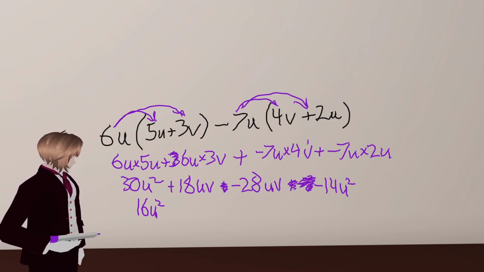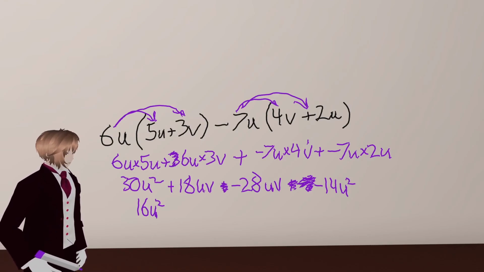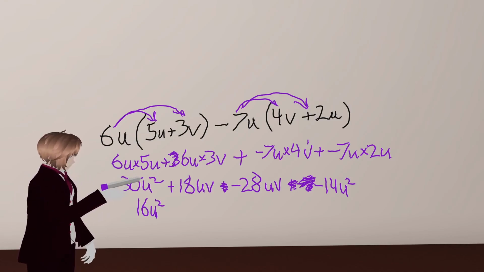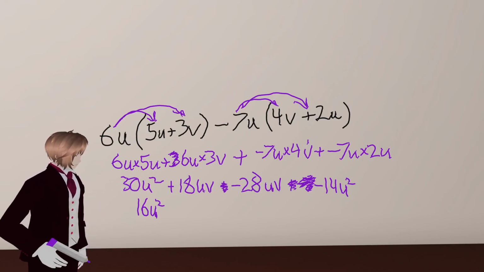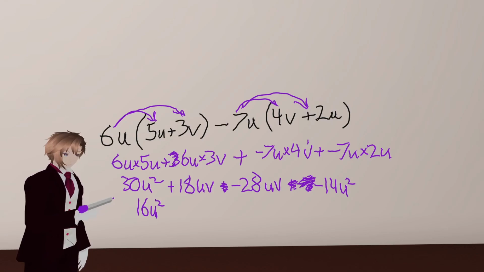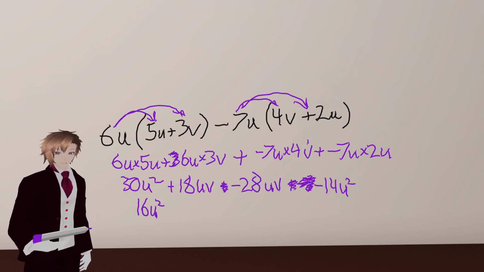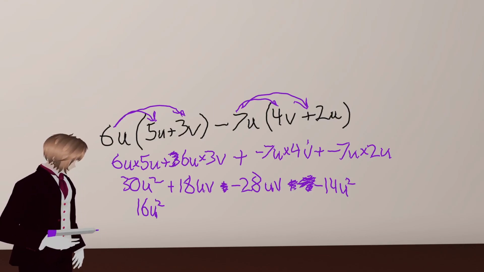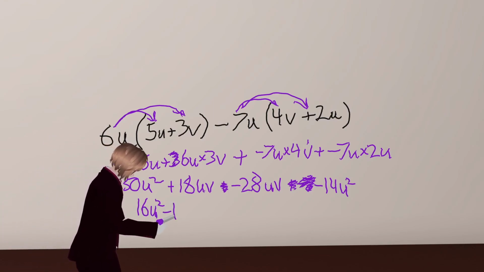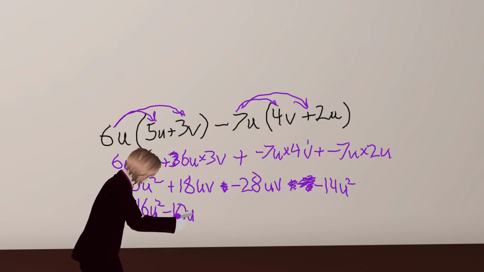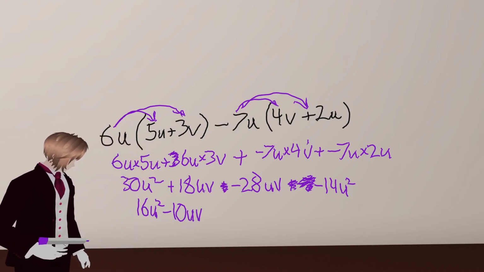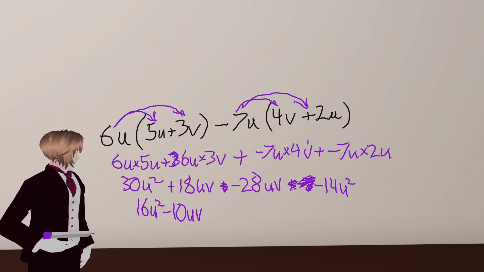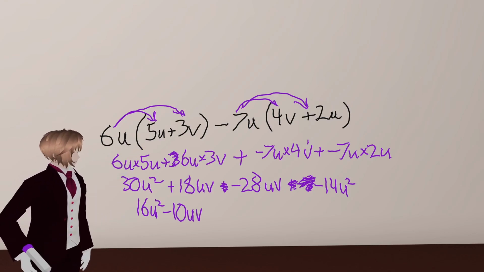We also have 18uv minus 28uv. It doesn't matter if uv are backwards. If this was 18uv minus 28vu, they still have the same pronumerals in them, so they're still the same thing. 18 minus 28 is negative 10uv. And that would be the simplest answer that we can get when we're expanding this long expression.